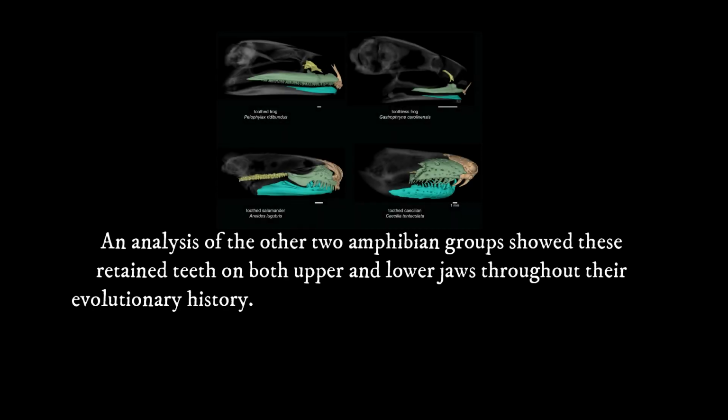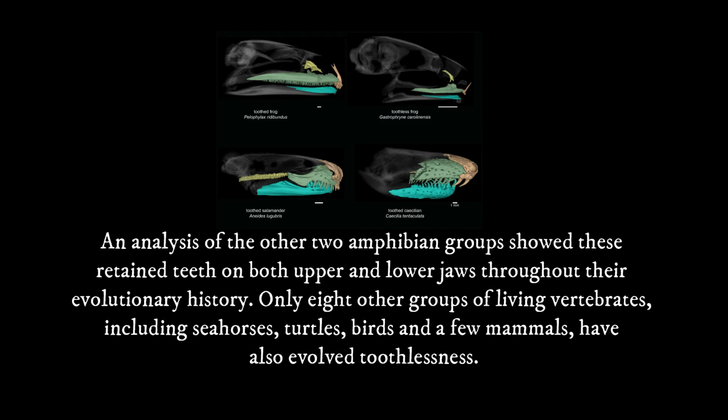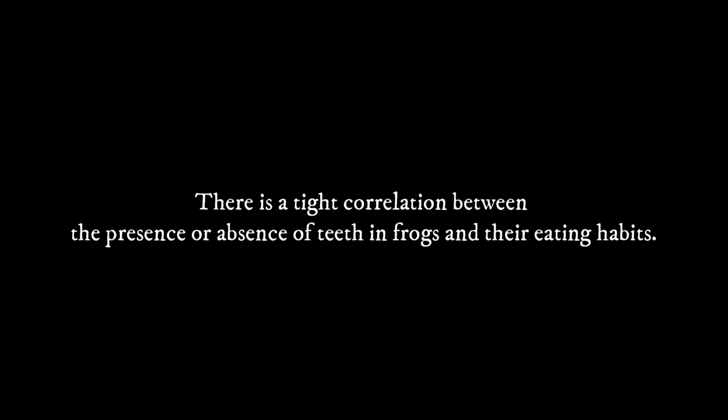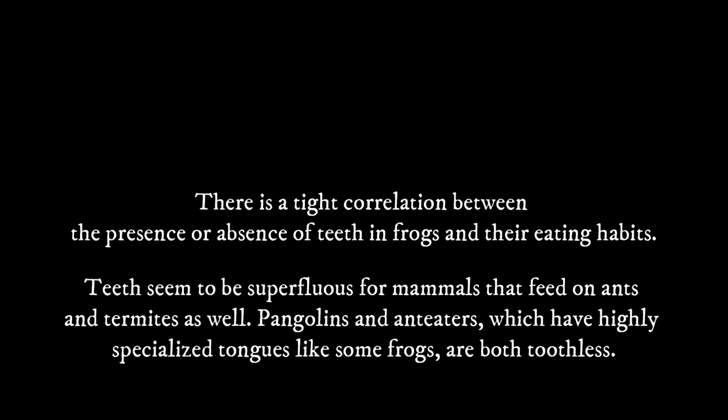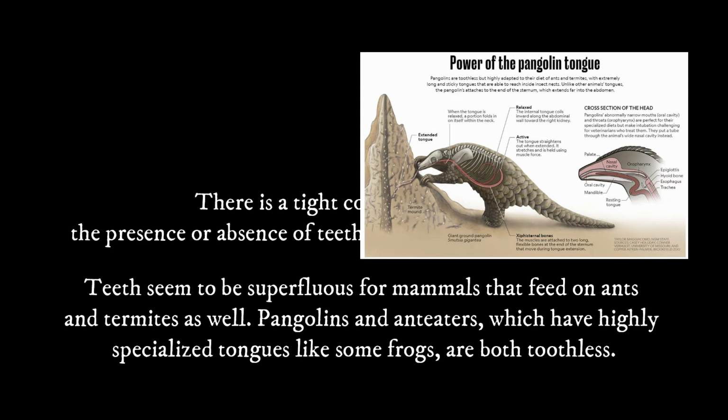An analysis of the other two amphibian groups showed these retained teeth on both upper and lower jaws throughout their evolutionary history. Only 8 other groups of living vertebrates, including seahorses, turtles, birds, and a few mammals, have also evolved toothlessness. There is a tight correlation between the presence or absence of teeth in frogs and their eating habits. Teeth seem to be superfluous for mammals that feed on ants and termites as well. Pangolins and anteaters, which have highly specialized tongues like some frogs, are both toothless.